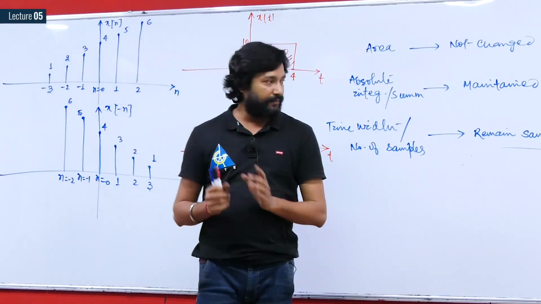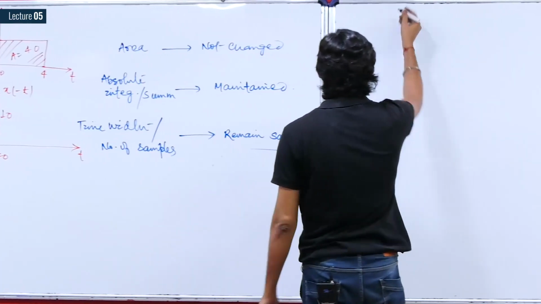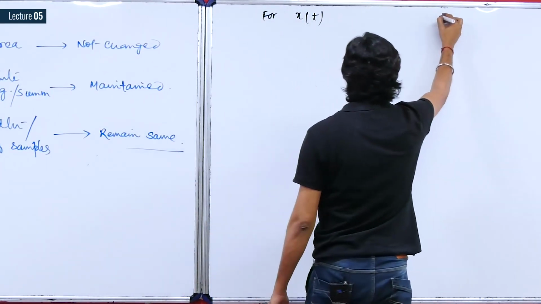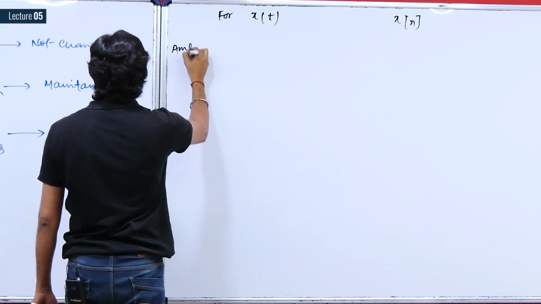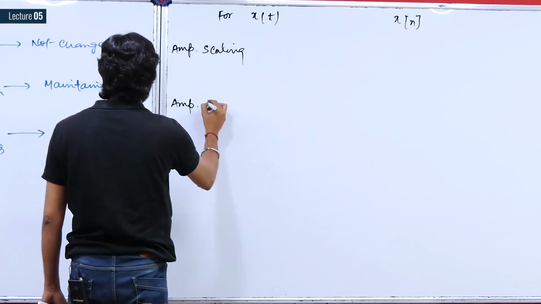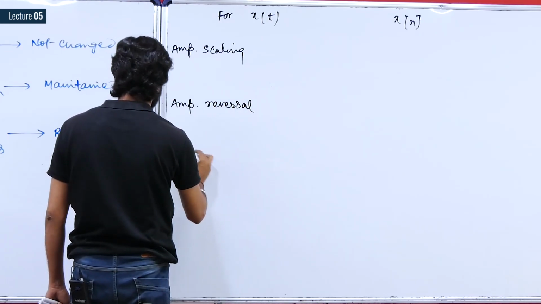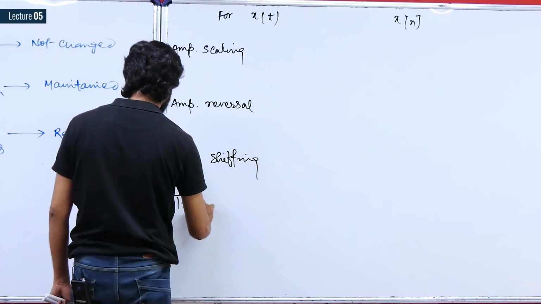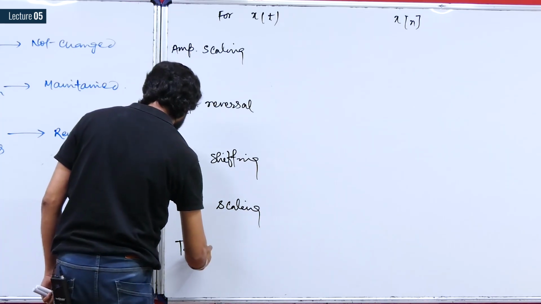We can write down once more the properties we have taken till now, for a given x of t or for a given x of n in the case of a discrete time signal. First we have taken amplitude scaling, then amplitude reversal, then time shifting, then time scaling, and then we have seen time reversal.